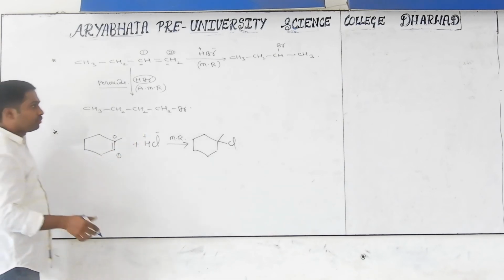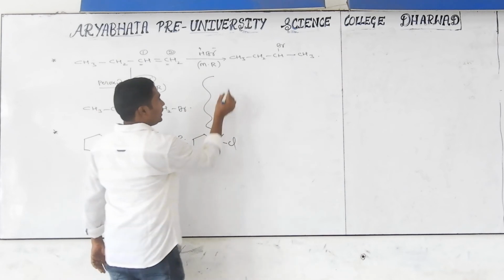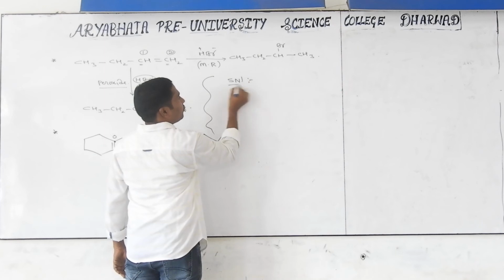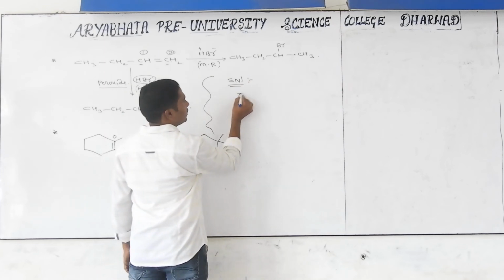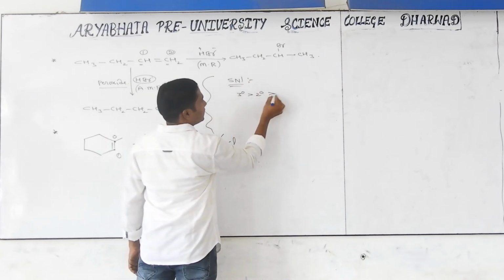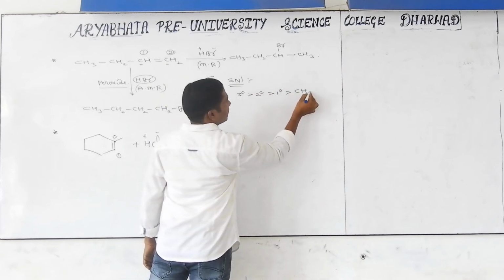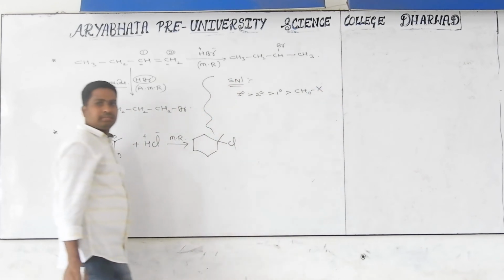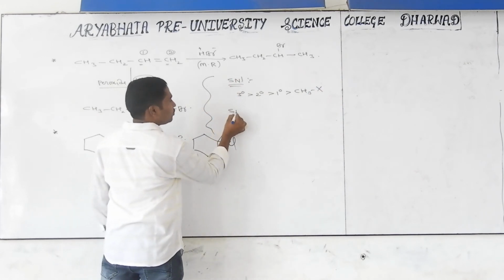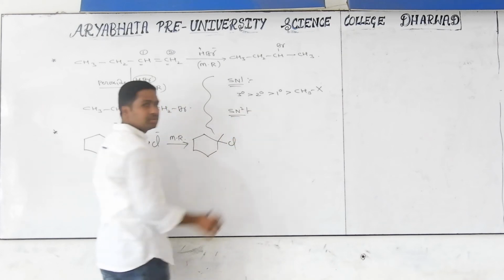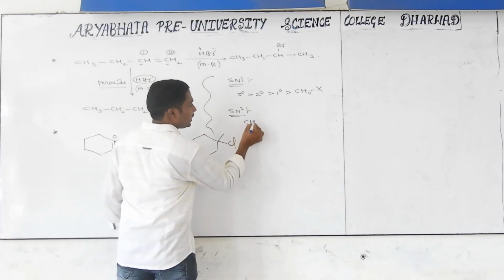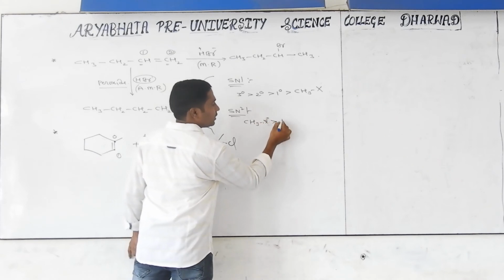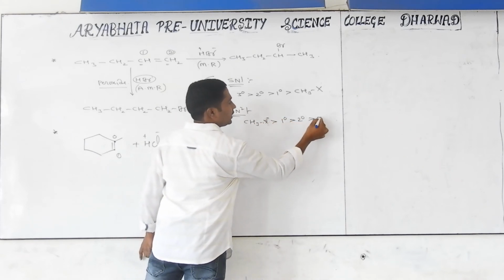Just I will ask you one more question. You see carefully. Under the SN1 mechanism, what is the reactivity order of alkyl halides? Tertiary alkyl halide is more than secondary, than primary, than methyl chloride or methyl halide. Under the SN2 mechanism, it is quite the reverse. Methyl halide is more reactive than primary, than secondary, than tertiary.